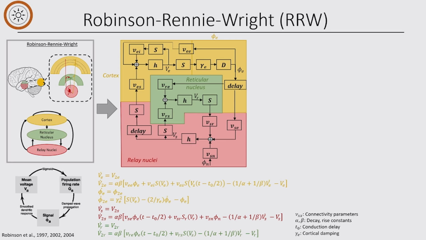It's a corticothalamic circuit. So we have some neurons in the cortex, and then basically an excitatory and inhibitory neural population in the cortex, then another excitatory and inhibitory neural population in the thalamus. So four neural populations plus a conduction delay, t minus t0, between the cortex and the thalamus.